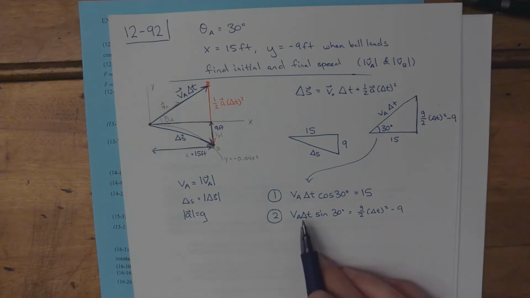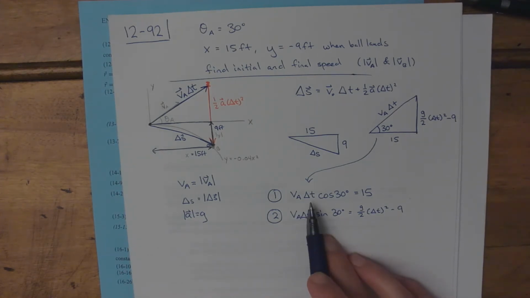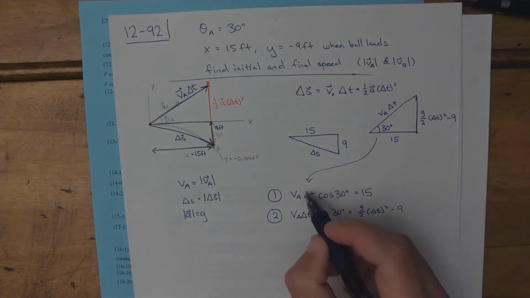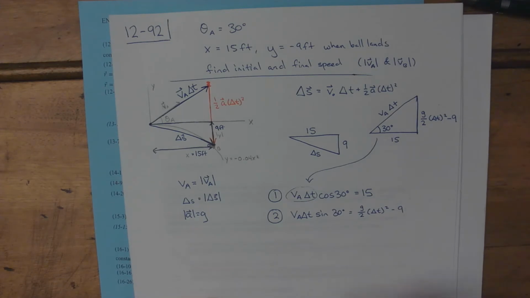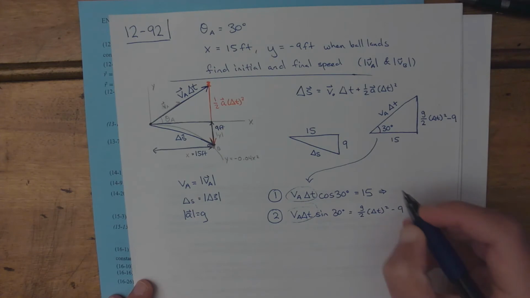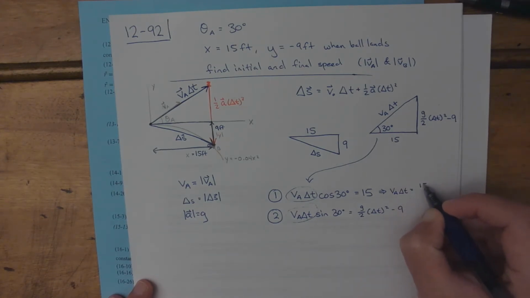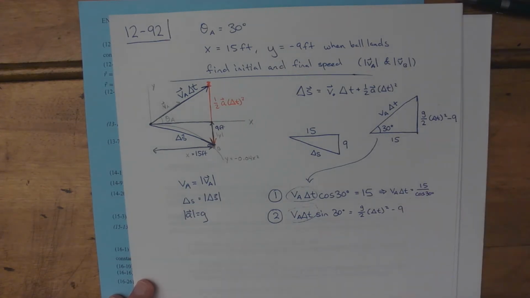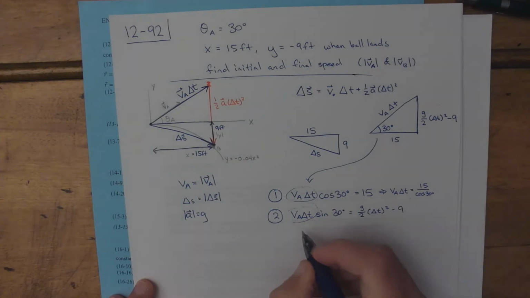So we have two unknowns in this equation. Now, I could take equation 1 and solve it for delta t, but notice that if you solve for VA times delta t, you can take that and put it in this equation here, and then you'll have gotten rid of the VA. All we have to do for that is bring the cosine of 30 degrees over to the other side. So we have VA times delta t is equal to 15 divided by cosine of 30 degrees. And then you can take that and put it in here.